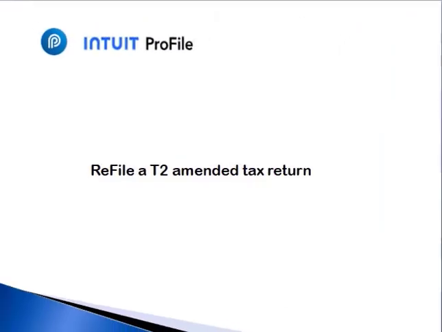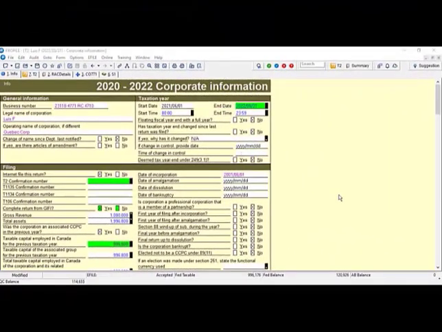How to e-file a T2 amended tax return using ReFile. Now my T2 return has been e-filed and accepted by CRA. But now I realized I made a mistake, or I forgot to add something, or I've even been reassessed by CRA and they require modifications. So this means I have to amend my return and refile it.